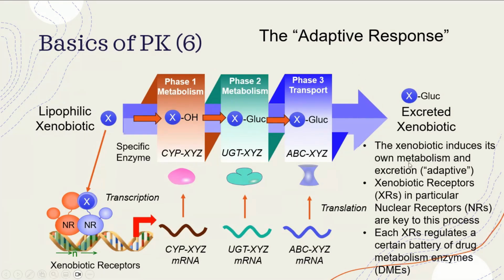So this adaptive response is talking about how the xenobiotic is inducing its own metabolism. So it's inducing the right enzymes that are going to be able to take this lipophilic xenobiotic and make it more water soluble. As we'll talk about, the xenobiotic receptors, the most important are the nuclear receptors, which are regulating a battery of different phase 1 and phase 2 and phase 3 enzymes.